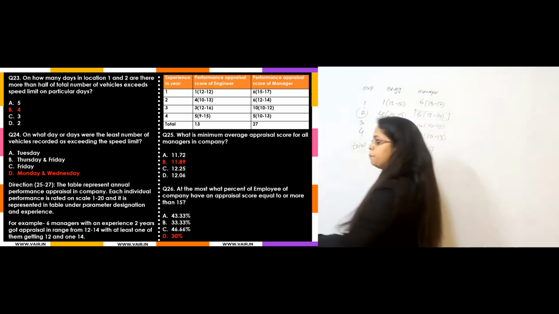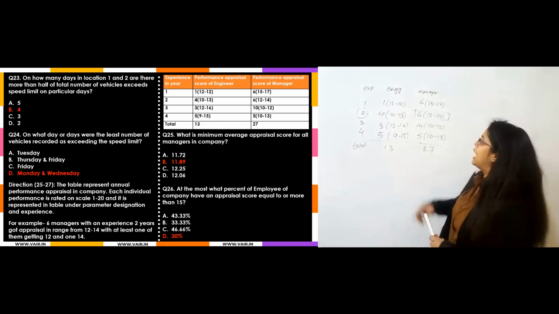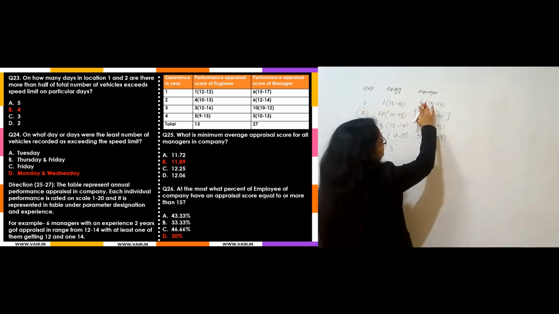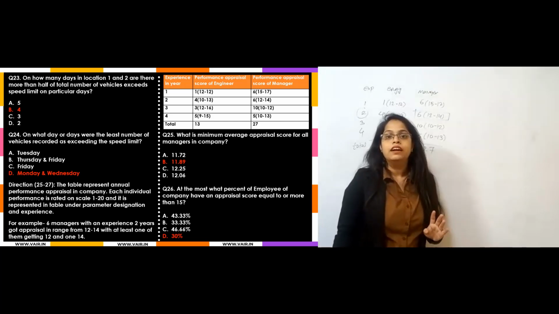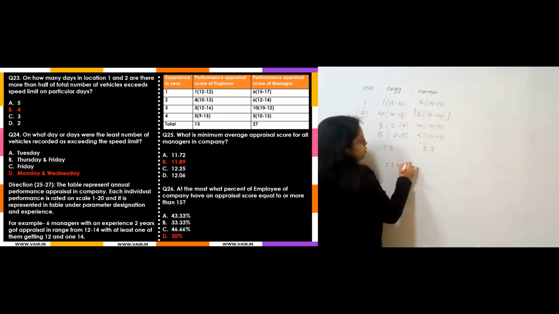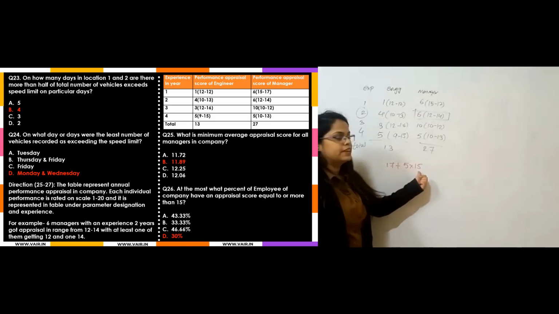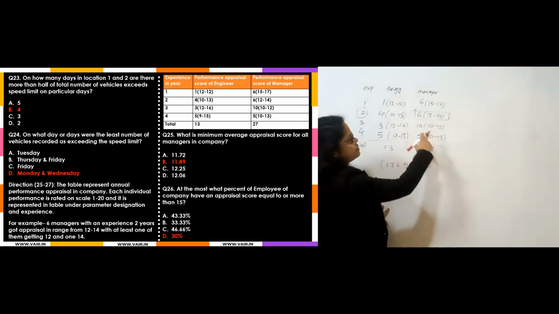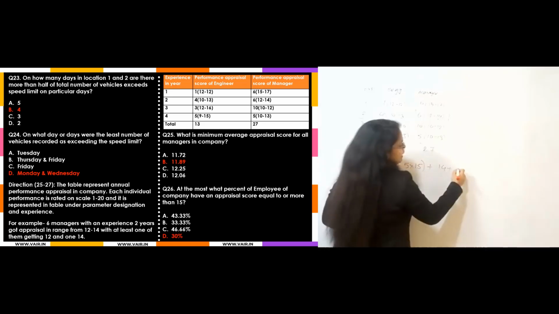Minimum average. अब minimum average के लिए मुझे क्या करना है? सबकी least value लेनी है, but at least one should be the highest. So for the 1 year experience, among the 6 managers, one manager को तो 17 मिलना ही चाहिए, at least one. So it will be 17 plus the remaining 5 get 15 score. This is for the 1 year experience. In the second year, at least one member should get 14 and the remaining 5 will get 12.